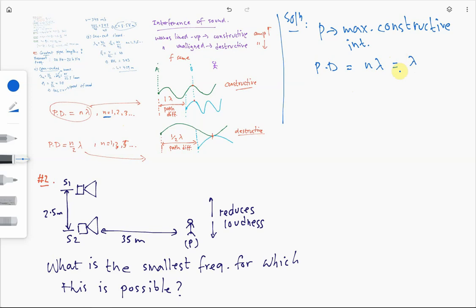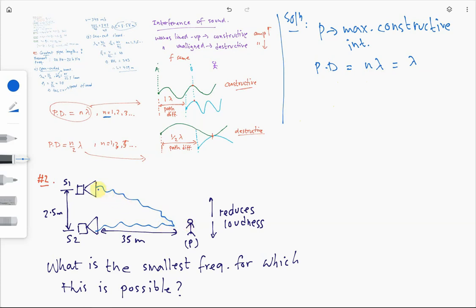All right. Let's see why we're considering n equals 1. Because we want the smallest frequency for which P is the point of maximum constructive interference, or the loudest point in this arena here. All right. So the smallest frequency must correspond to the largest wavelength, and that occurs when the path difference is 1 times λ. All right. Therefore, now let's look at how we can solve the problem. So sound waves are produced from S1 and S2. They will interfere before they reach you.